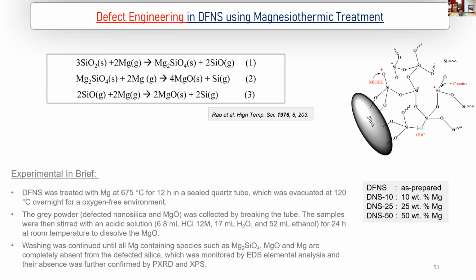These magnesium vapors now need oxygen. They want to react with oxygen and convert magnesium into magnesium oxide, a more stable state. But since there is no oxygen in the tube, what will they do? They will take the oxygen from silica, from the Si-O-Si network. Based on the magnesium concentration, the temperature, and the reaction time, you can selectively remove some of the oxygens, so you keep breaking these Si-O bonds. And based on the concentration of magnesium, you can tune the concentration of Si radical, O radical, and oxygen vacancy. This is exactly what we did.